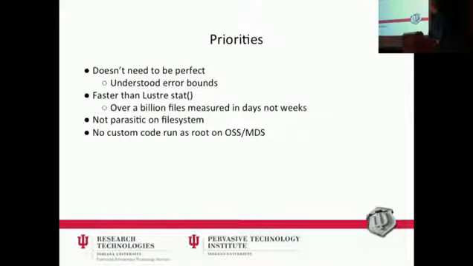Additionally, we had some priorities that we set on this. One is that for the reporting needs we have, it doesn't need to be perfect. This isn't in support of something like HSM. But if there were going to be error bounds, if it wasn't going to be perfect, we wanted to have an idea of how close it was going to be. We didn't want it to just be out there in the weeds.